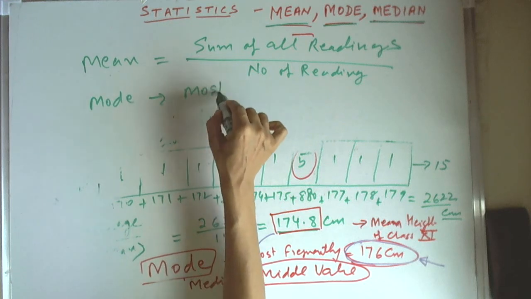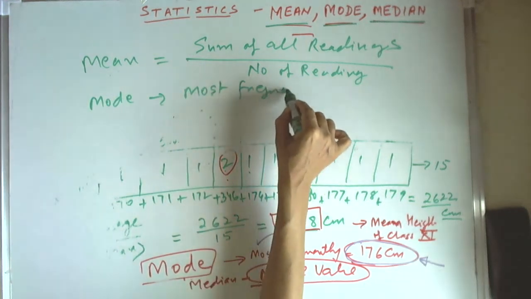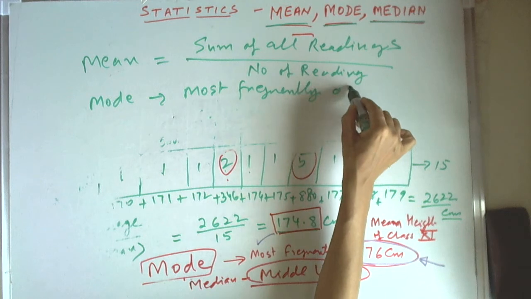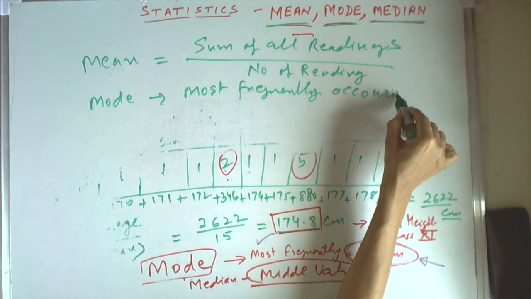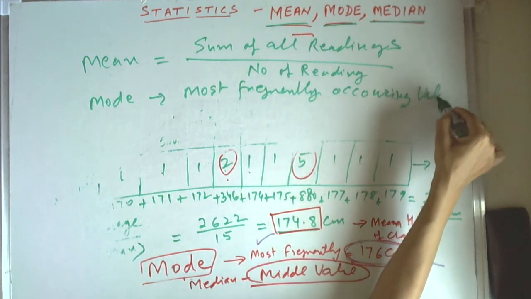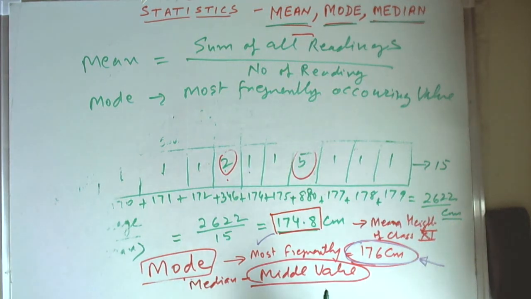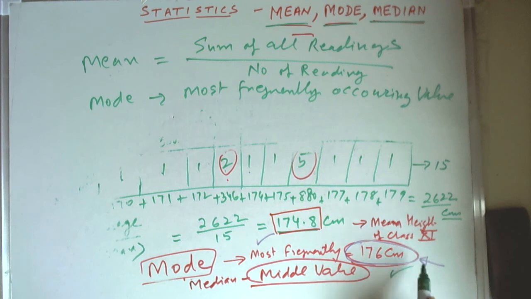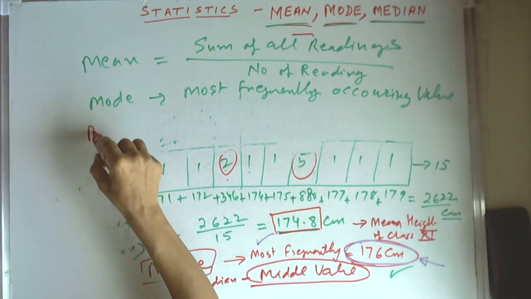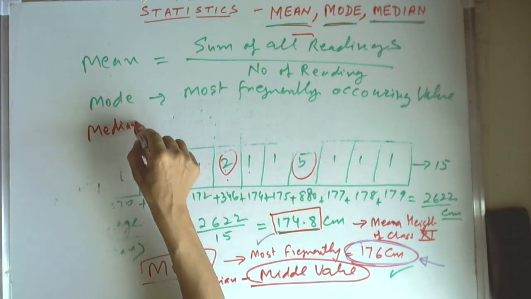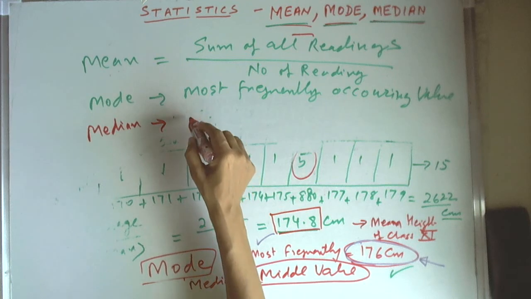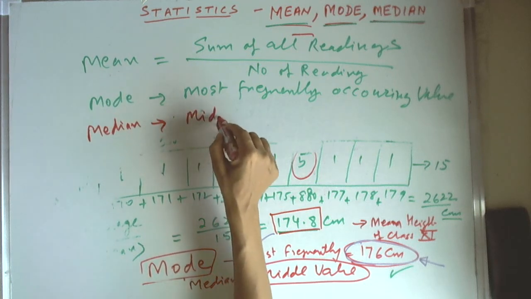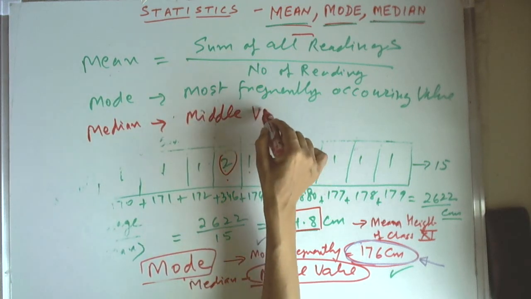most frequently occurring value. So in this case it was 5 and the corresponding value was 176 centimeter. And median, what is median? Median is the middle value.